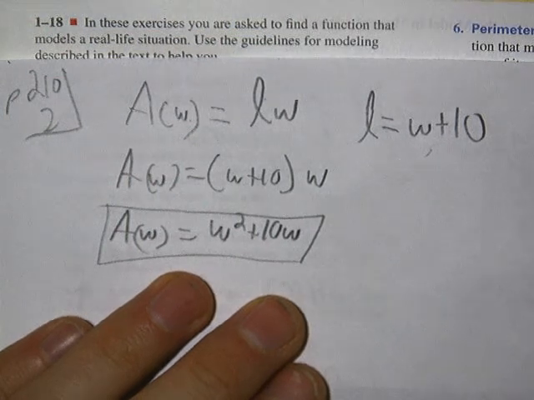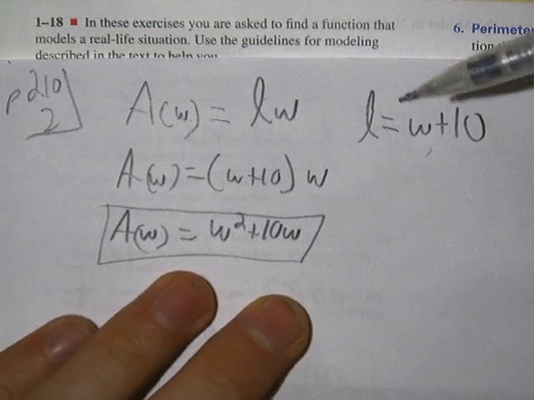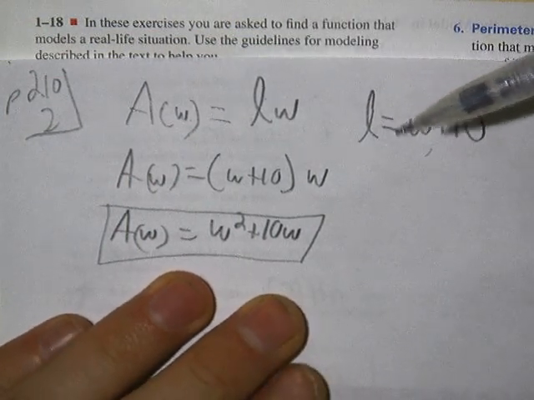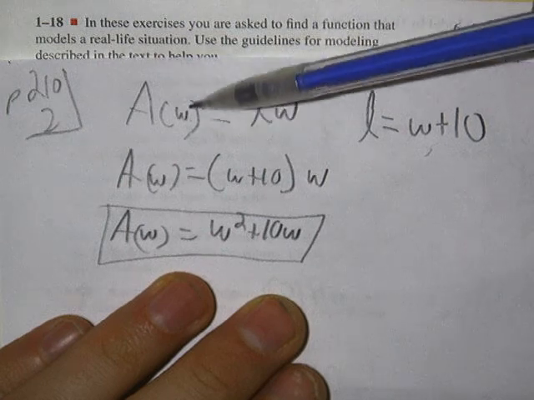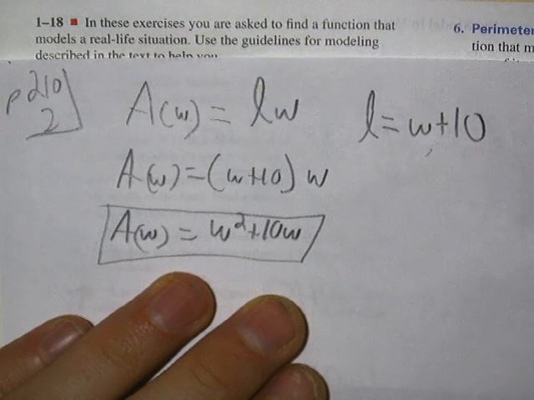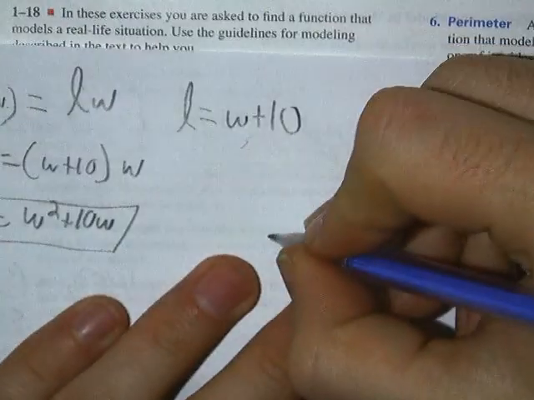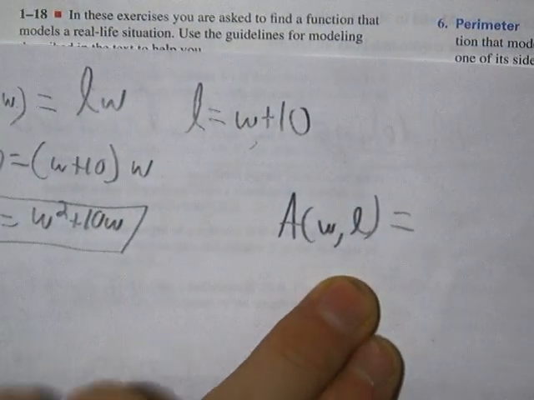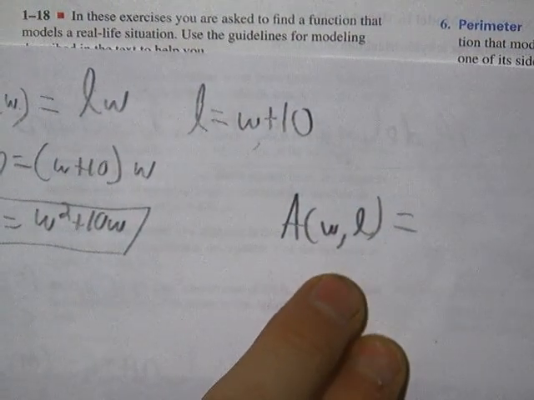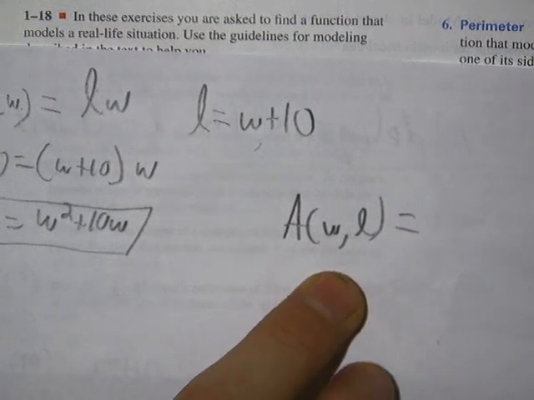Now, later on, when you get to some more advanced stuff, possibly in the second year of calculus, maybe on up if you do any sort of college-level math, then you can start getting multiple variables, and you start getting stuff that looks like this: A of W, L equals, but with two variable parameters. Yeah, we're not going to touch that at all in high school, so don't even worry about it.